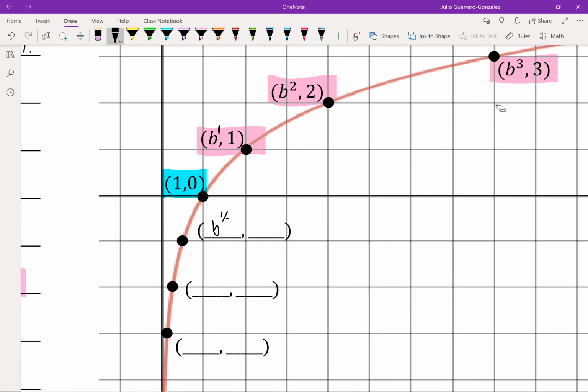b to the 1/2 would be what? 1/2. Right. The output would be 1/2. It's spitting out the exponent. So b to the 1/3 is 1/3. And b to the 1/4 is 1/4. So these are the crucial ones.